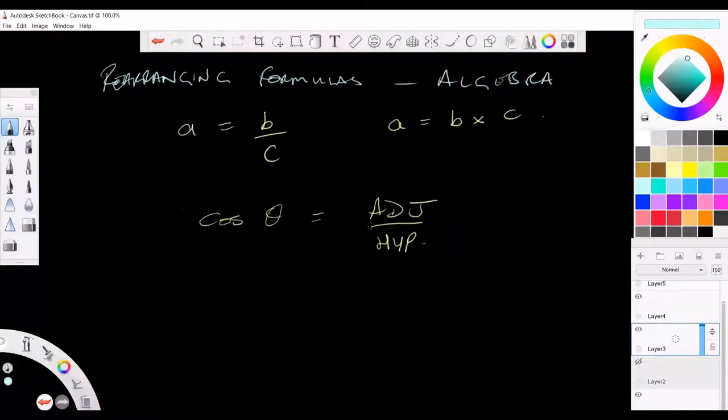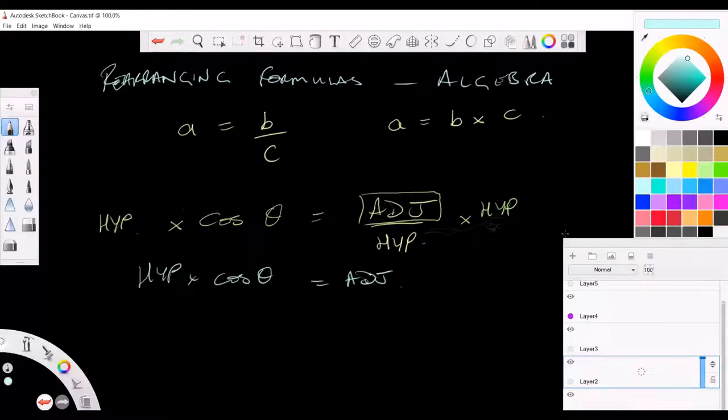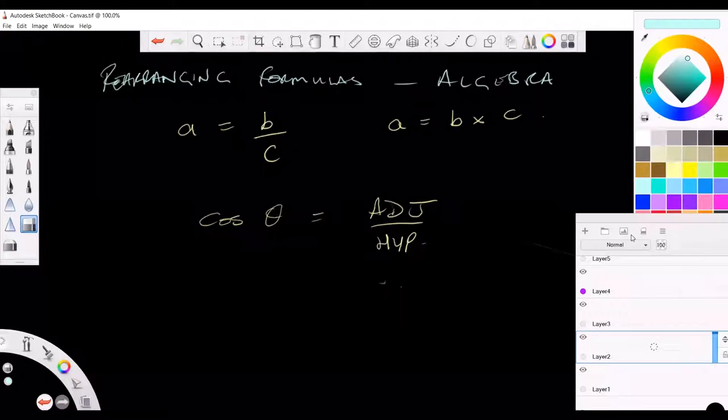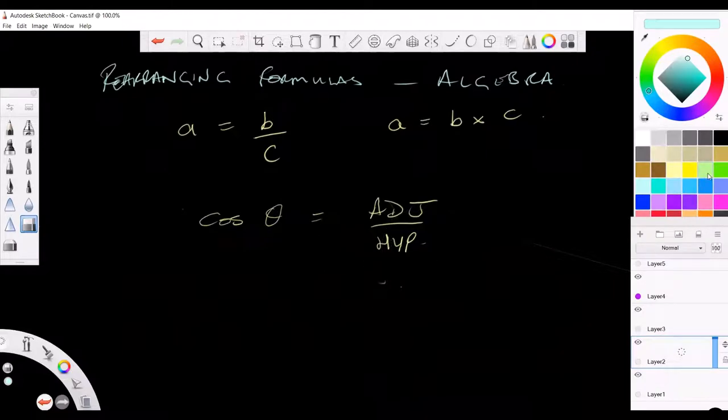But what if I, instead of the adjacent, so we now have a formula for the cos theta, we have a formula for the adjacent, my apologies. But what if we want a formula for the hypotenuse? That is, I hesitate to say it's slightly more involved, it's not particularly difficult, but we've got to go through effectively a two-step process for that.